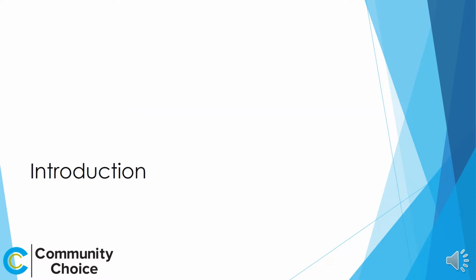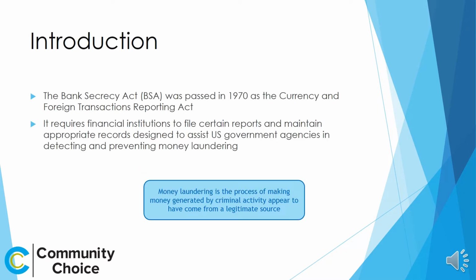First, an introduction to the Bank Secrecy Act. The Bank Secrecy Act was originally passed in 1970 as the Currency and Foreign Transactions Reporting Act. It requires financial institutions to file certain reports and maintain appropriate records designed to assist the United States government with detecting and preventing money laundering. Money laundering is the process of making money generated by criminal activity appear to have come from a legitimate source. The Bank Secrecy Act has a number of components that we will discuss in more detail.